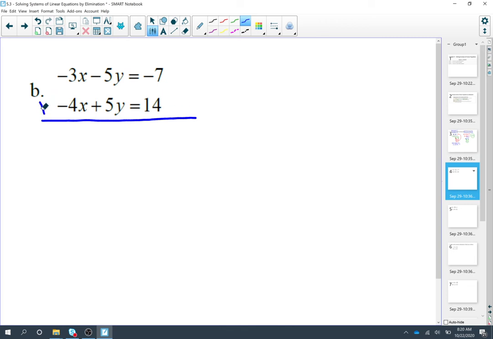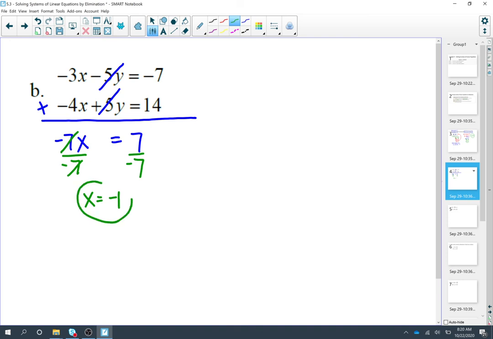We draw a line, we add. -3x minus 4x is -7x. -5y plus 5y, those are opposites, they go to 0. Drop your equal sign. -7 plus 14 is 7. Divide both sides by -7. X equals -1. Then we have to take that and substitute it back in.